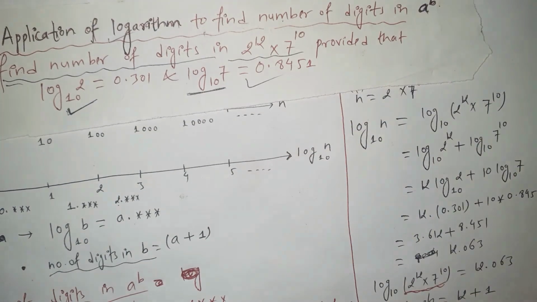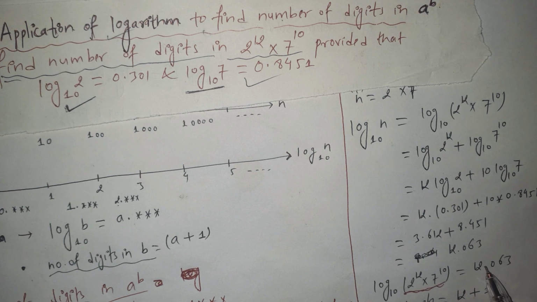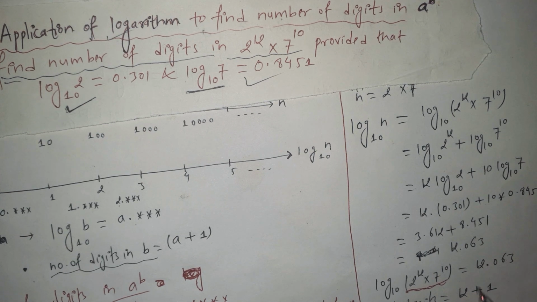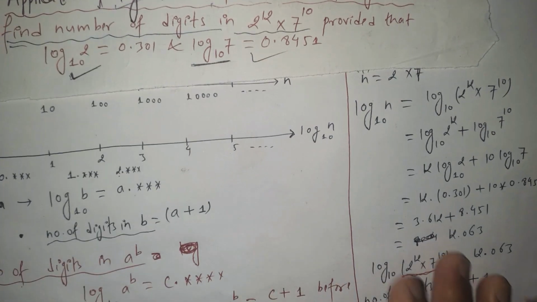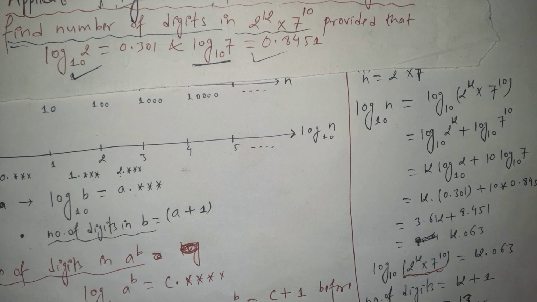Just calculate the logarithmic value with base 10 of the given number, and then add an extra 1 to the number before the decimal in the result of the logarithmic value. We take the number before the decimal and add an extra 1 to get the number of digits in the given number.